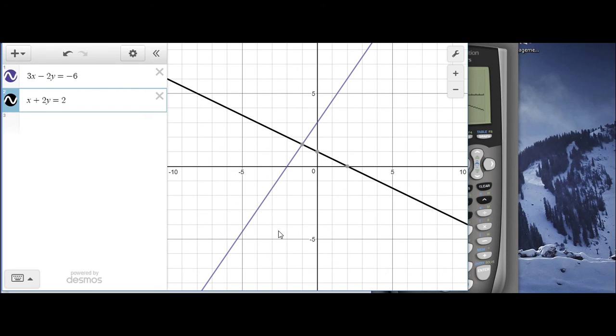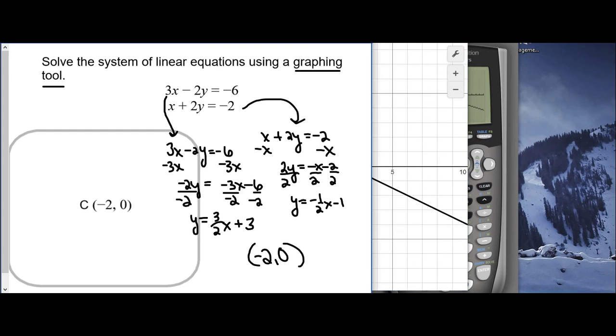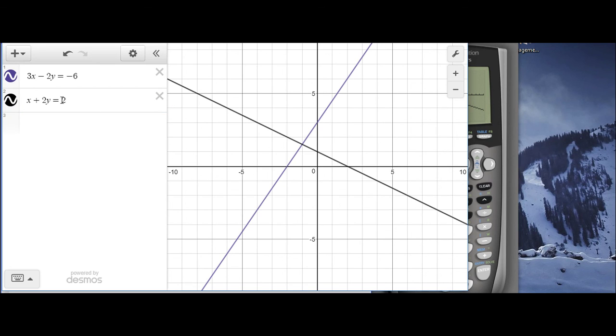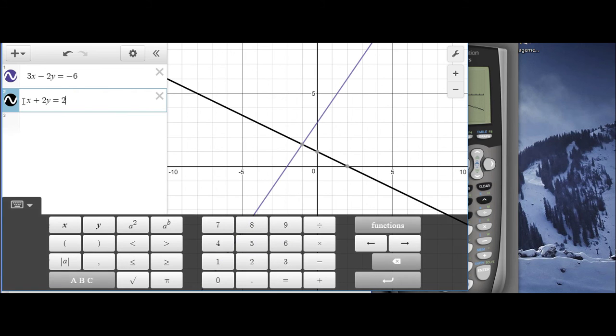hold on, wait, was that my original system? Hold on, I have 3x minus 2y equals negative 6, x plus 2y, oh, it equals negative 2. So see, I made a mistake and it's not matching up with the graphing calculator, but that's a good sign to check your work and always make sure your system is the original system. If you made a mistake typing in, you can click anywhere in the equation. So I can go to any point and I see this should be negative 2.